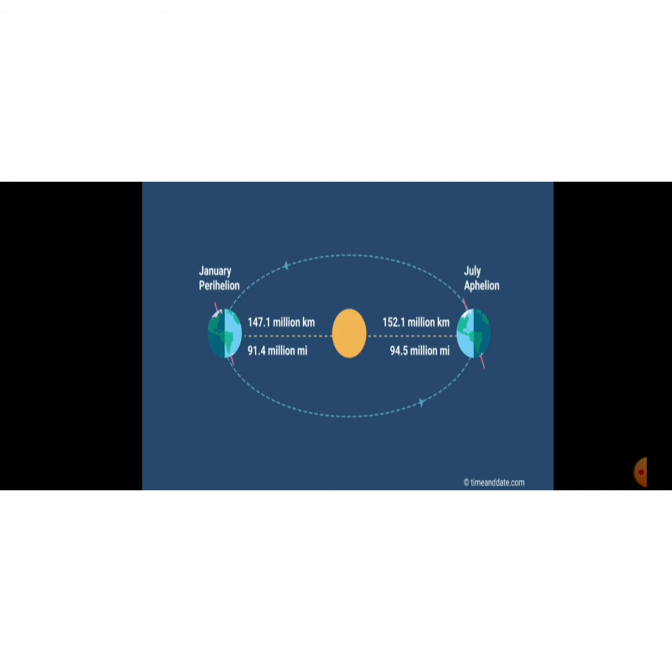When the earth is at its perihelion position, the distance between sun and earth is 147.1 million kilometers. And when it is at its aphelion position, the distance between sun and earth is 152.1 million kilometers.